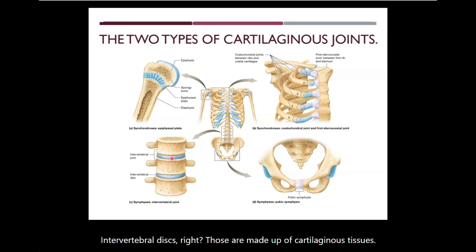Intervertebral discs, right? Those are made up of cartilaginous tissues, and they are joints, right? And then we can move, right? But not a lot, but we can move our backs, right? And then what about the joint that joins the right and left pelvic bones together? Pubic symphysis, right? And this one also is slightly movable. It expands especially during birth, okay?